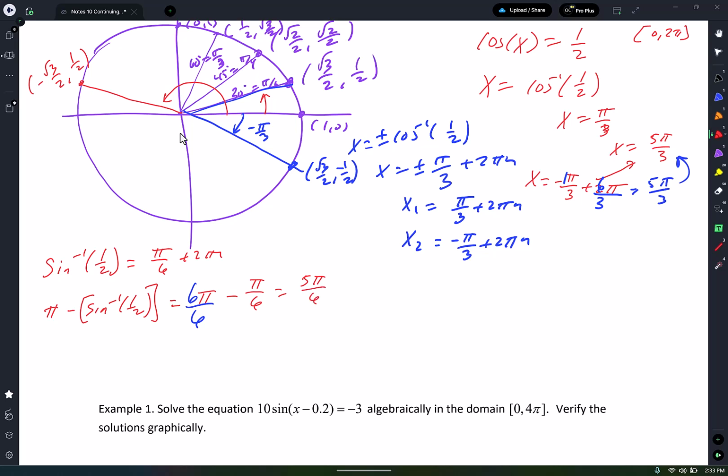Not everyone at the same time. And look, you get your 5 pi over 6. Do you guys understand what I'm trying to portray here? No matter how often, no matter how much I put arc sine a half, the calculator will always just give me pi over 6. You can go to Wolfram Alpha.